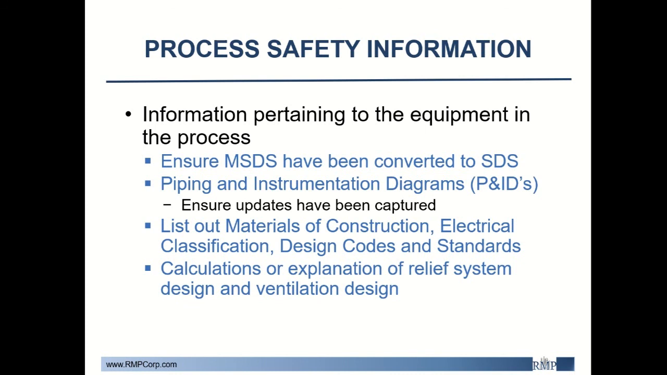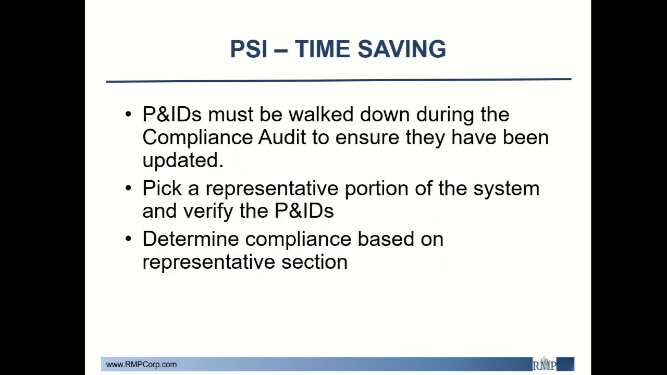For the safety information, you want to make sure that it also lists out any materials of construction, electrical classification drawings, any design codes and standards, any calculations or explanations of the release system design, as well as the ventilation system design. So in order to save time for the process safety information, you want to make sure that the P&IDs are walked down during the compliance audit to make sure that they've been updated and represent current field conditions.